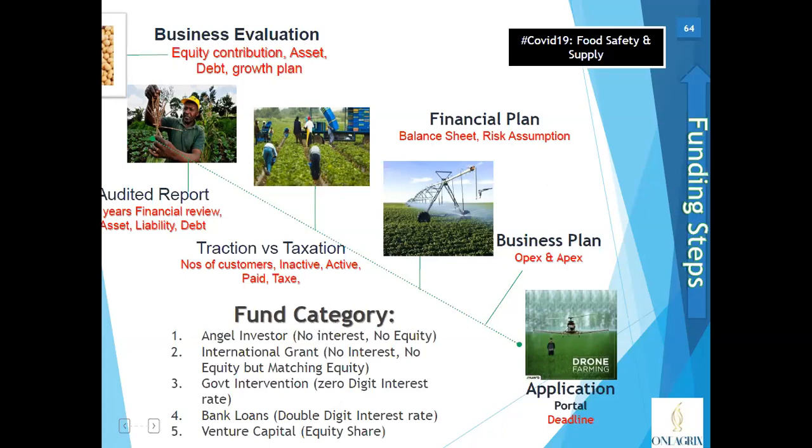You understand? So it's very, very key that when we are pitching, all these steps have to be in place, and you should have checklisted them. My business plan, is it up to date? My financial plan, is it up to date? My tax, is it up to date? The traction, your customers, your cash flow, is it up to date? My audited report, is it up to date? The business evaluation, have you captured the assets, my trade secrets, everything?